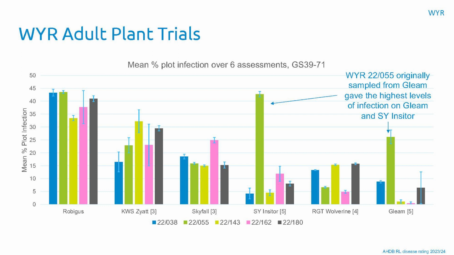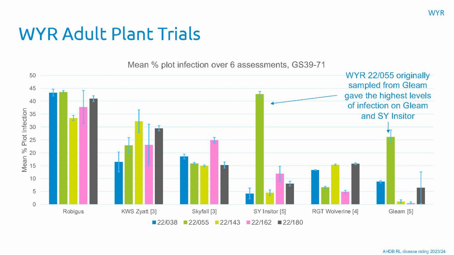So each bar on this chart represents a different isolate. So we have 22038 in blue, 22055 in green, and so on. And it's a mean percentage plot infection from 2 reps. So the actual final scores that these varieties would have scored at the end of the season at growth stage 71 would have been much higher than these percentages shown here. But I just wanted to point out this is a calculated mean.